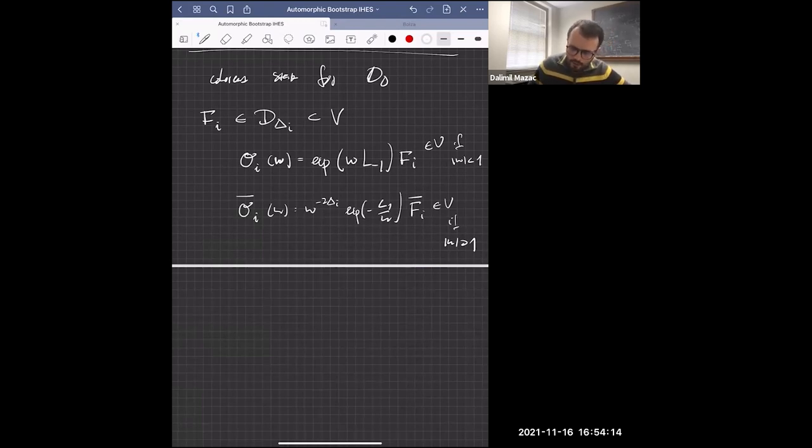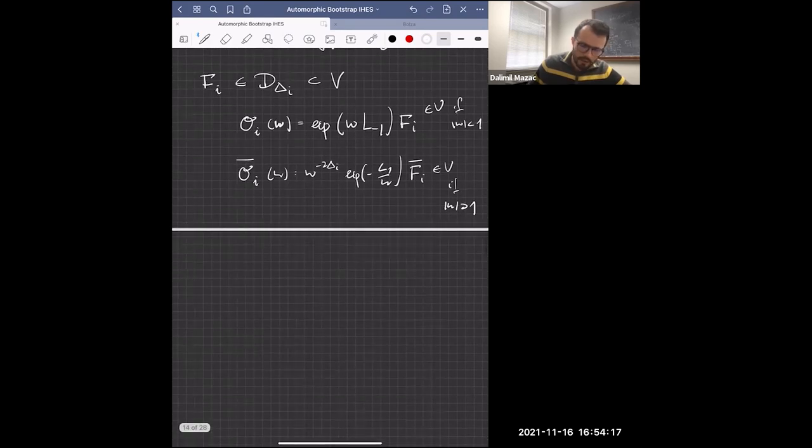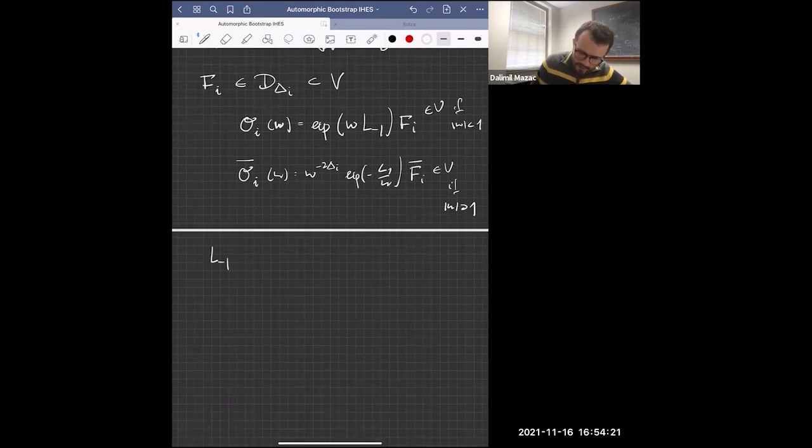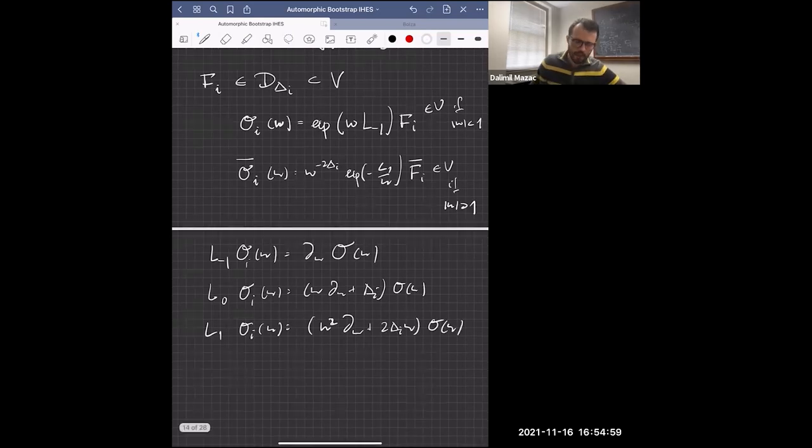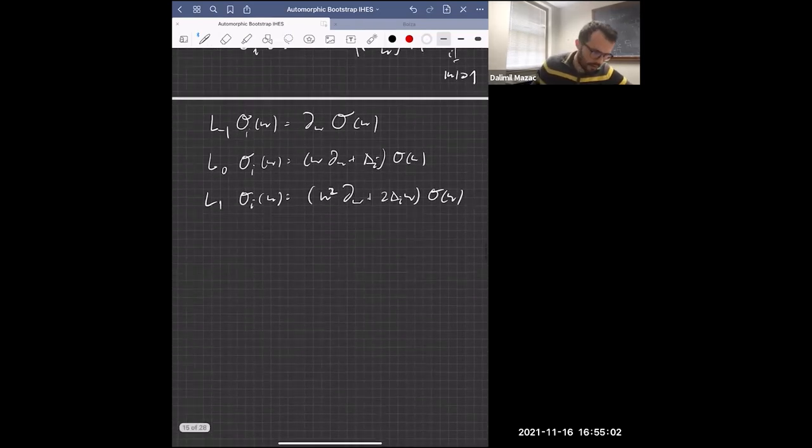So all the W's will be inside the unit disk, all the O bars will be outside of the unit disk. And the point is that now the conformal generators act on these O's in the same way as we are used to from usual CFT literature. So for example, L_{-1} acts as a derivative on both an O and O bar. So the action on O bar is the same as the action on O. The action of L_0 is W d_W plus the Delta_i, O bar O(W). And the action of L_1 is again the standard W squared d_W plus 2 Delta_i W acting on O(W). Okay, so now we can just use G invariance to constrain everything.